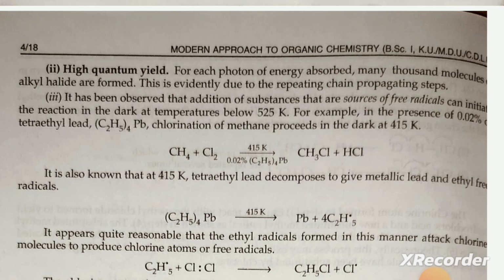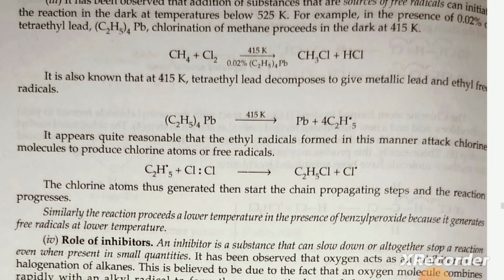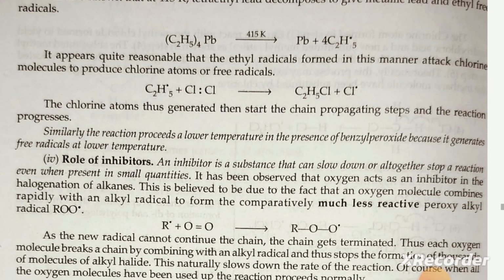It is also known that at 415 Kelvin, tetraethyl lead decomposes to give metallic lead and ethyl free radical. (C2H5)4Pb at 415 Kelvin gives rise to Pb plus 4 C2H5 radical. It appears quite reasonable that the ethyl radical formed in this manner attacks chlorine molecule to produce chlorine atom or free radical. C2H5 radical plus Cl2 gives rise to C2H5Cl plus Cl radical. The chlorine atom thus generated then starts the chain propagating step and the reaction progresses.